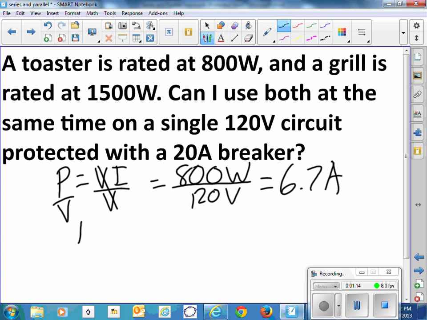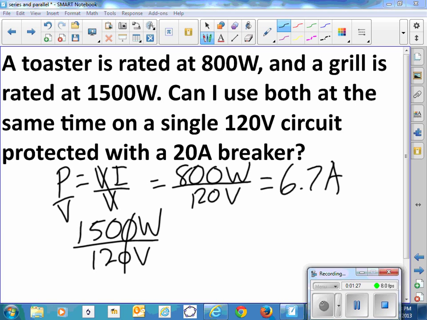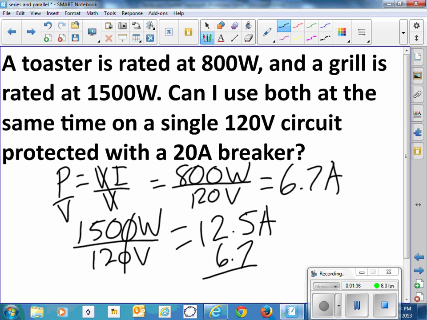Now let's look at the grill or a hot plate. 1500 watts over the 120 volts. 150 divided by 12 equals 12.5 amps. So if I add those two together, that's pretty close to 20 amps.